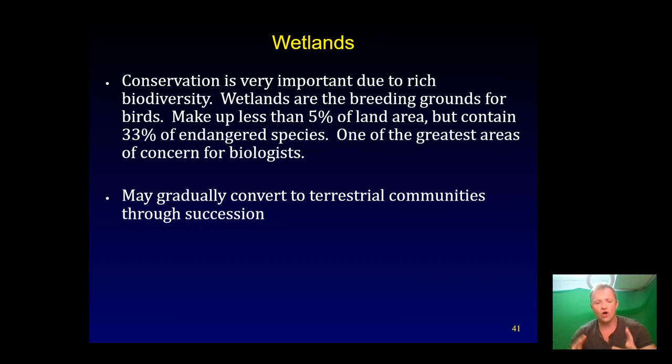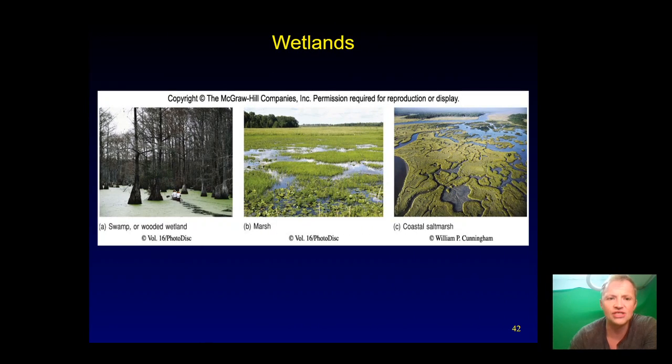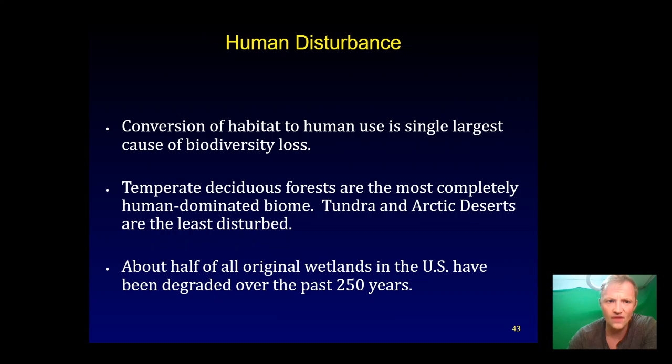So these are small, compact areas on land that have fresh water and a lot of different life on them. And they're one of the greatest areas of concern for biologists, because why? Humans tend to want to live on wetlands, and gradually we convert them to terrestrial communities through succession. We really change them over. And here are some different examples of wetlands. As you can see, marshes, swamps, and coastal salt marshes fit in that category as well.